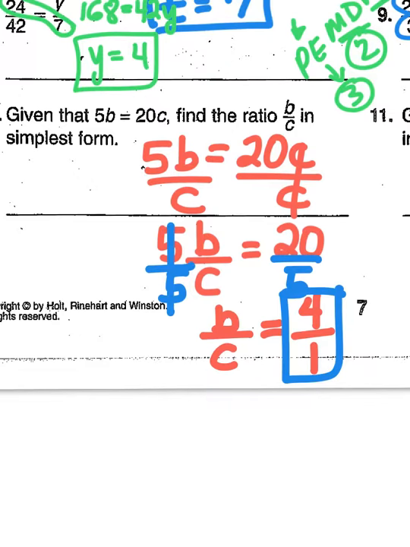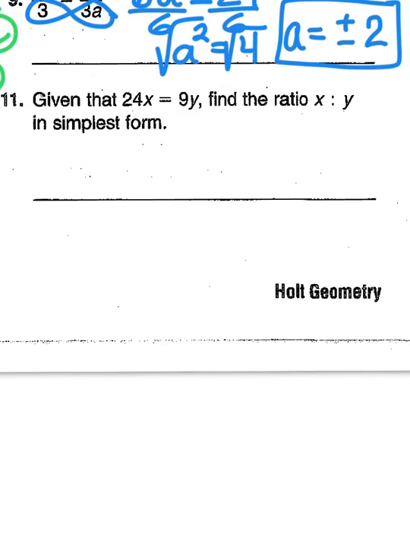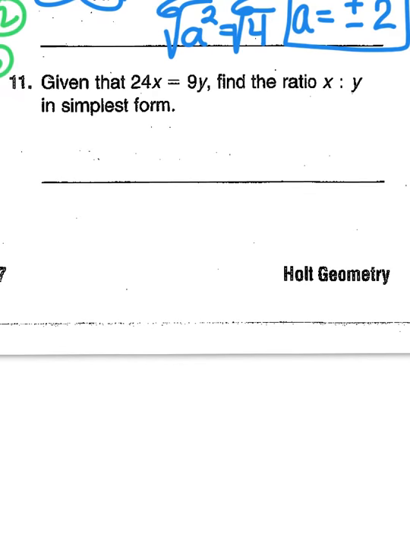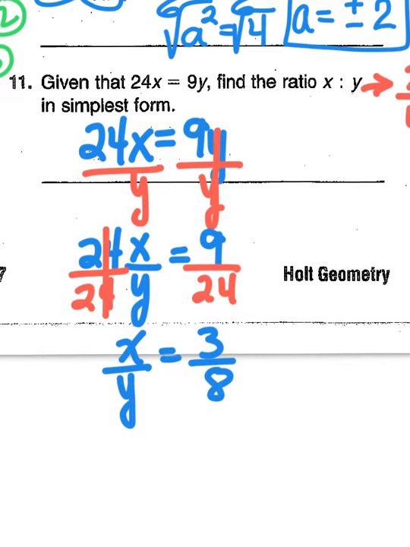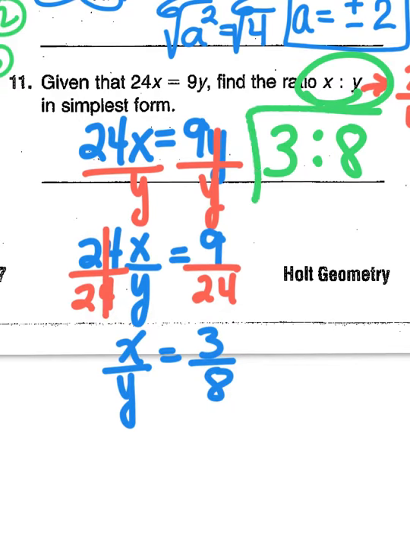So let's go ahead and try number 11. But that's a good point, Leanne, yes. If you work out the problem, this is what you're supposed to have, right? You divide it by y first, and then once you divide it by y, you divide by 24, then you simplify and you get that fraction. But the answer is not 3 over 8. The answer is 3 colon 8.